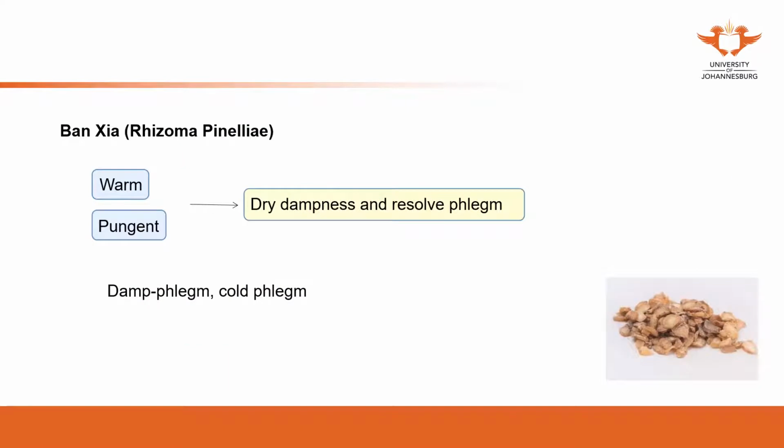半夏 can resolve phlegm and dry dampness. 半夏 also can stop vomiting.